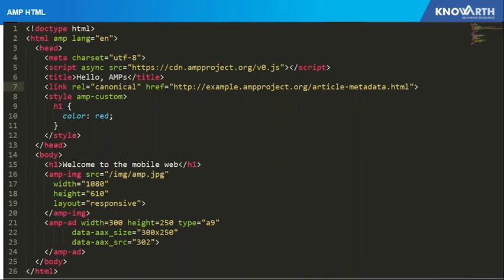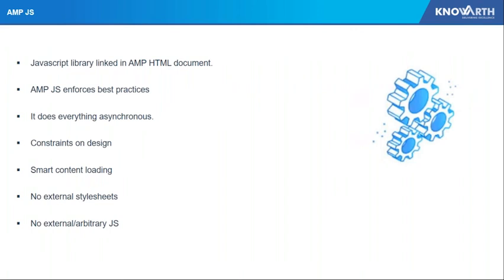Then it has some custom styles. Those styles are limited in what you can do. And after that is standard HTML with some AMP tags that replace the standard HTML tags. Like the image tag has been replaced with the AMP image tag to improve the performance of your website as it loads images very quickly. Then it has the AMP ad tag to load actual ads.